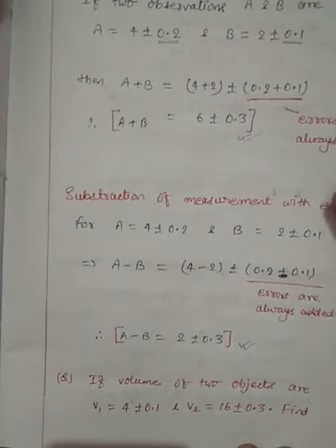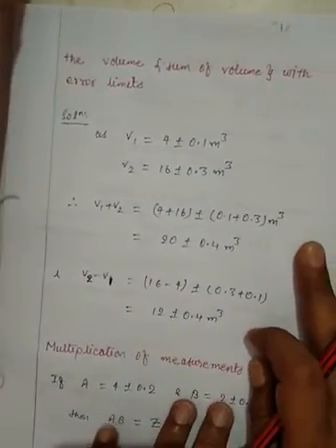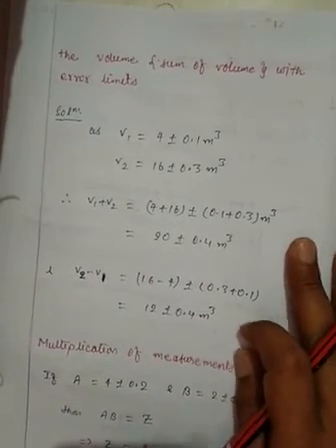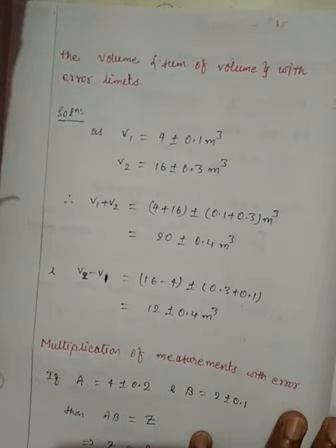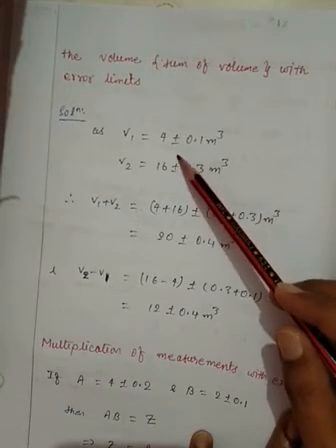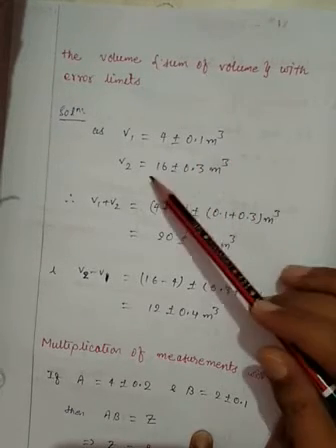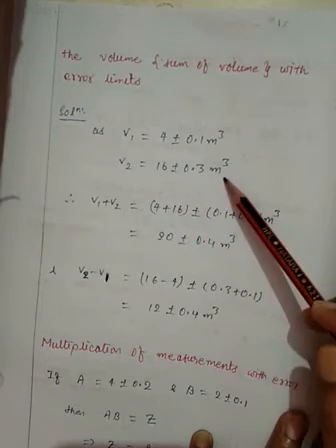And now I need to calculate the volume as the sum with the error limits. So, V1 is given as 4 plus minus 0.1 meter cube, V2 is 16 plus minus 0.3 meter cube.